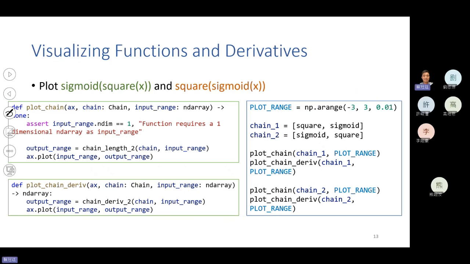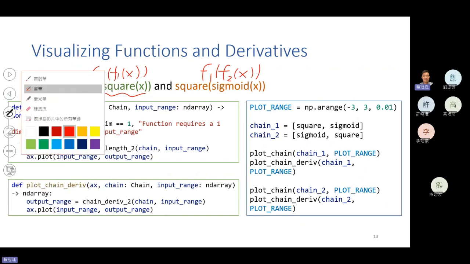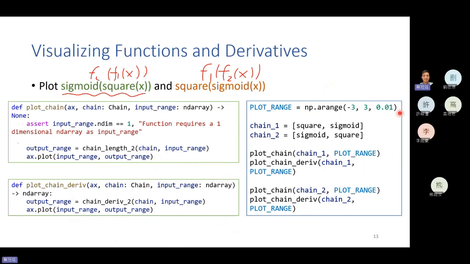Here's the code. We will calculate two outputs. The first one has f1 as the square function and f2 as the sigmoid function. We will try different orders of the two functions. The second one is sigmoid first, with the square function later. And we will visualize and plot the chain. We will pass a range of numbers into our functions and plot the result.